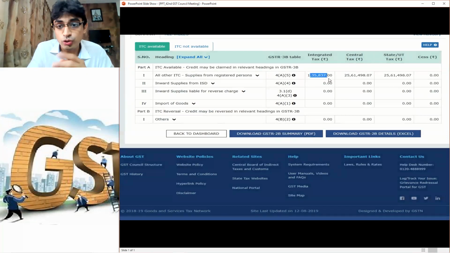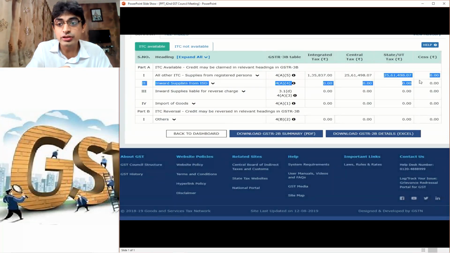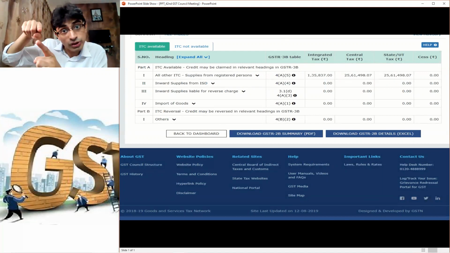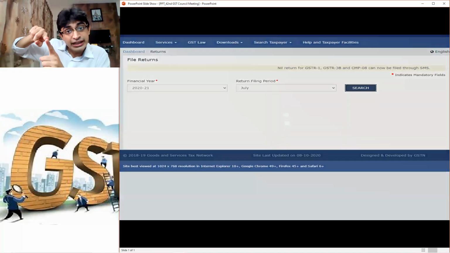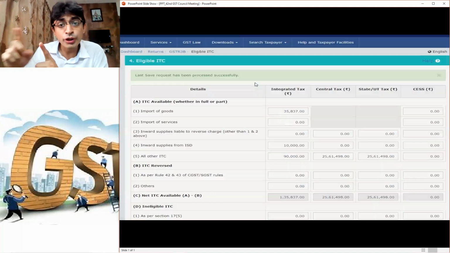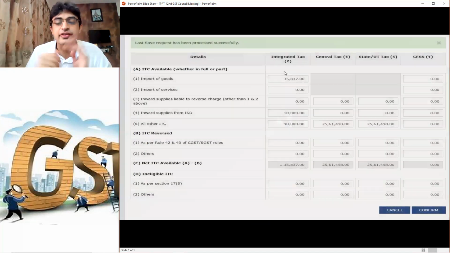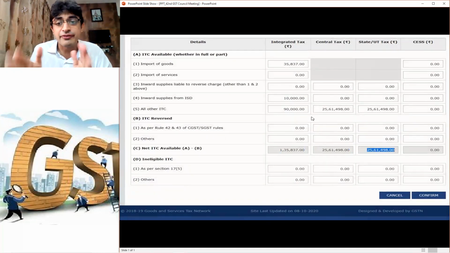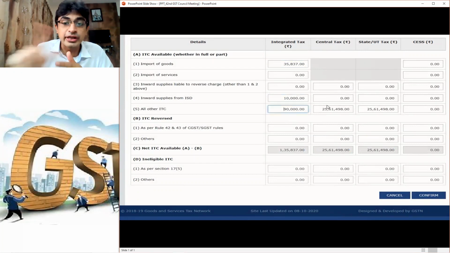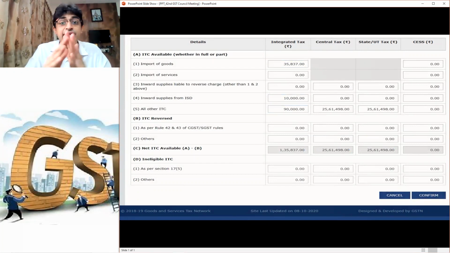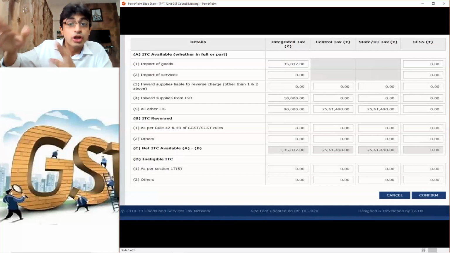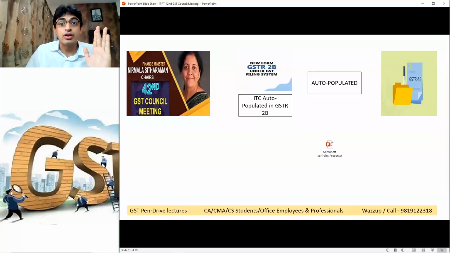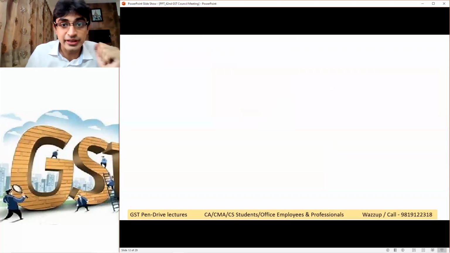So this is the recipient's 2B. Total ITC you can see 25,61,000 and 1,35,000. This is in 2B. Now through this 2B, the details shall also be auto-populated in recipient's 3B. See this. You can see 1,35,25. All the details shall be auto-populated. Import of goods, ITC, ISD, all the details through 2B will be auto-populated in recipient's 3B. So this is the further update they are planning.